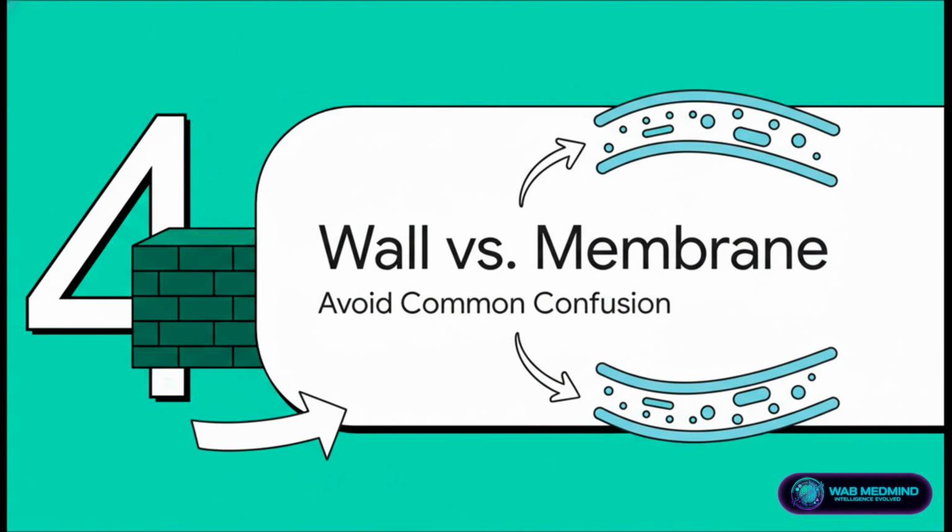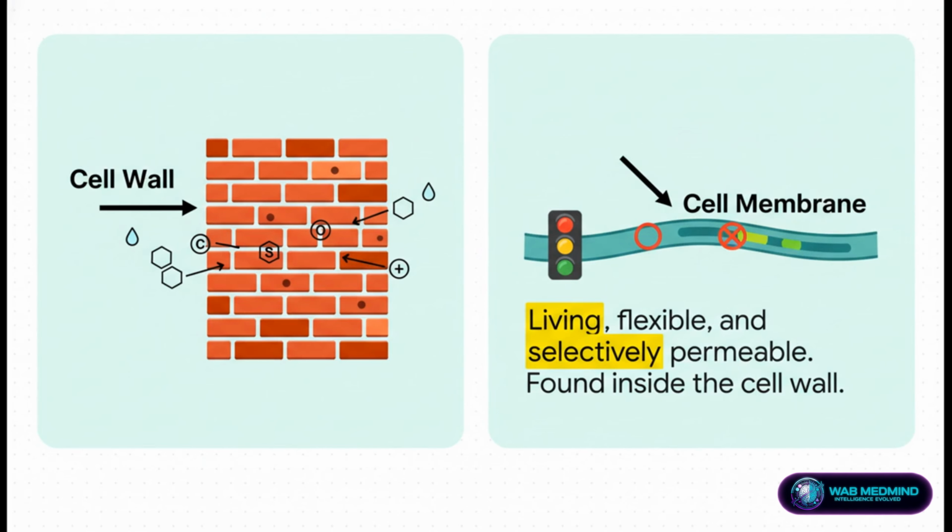All right, on to section 4. Let's do a quick showdown, wall versus membrane. We need to clear up this common point of confusion once and for all. Let's break down the key differences, head to head. The wall is non-living and rigid. The membrane, on the other hand, is living and flexible.